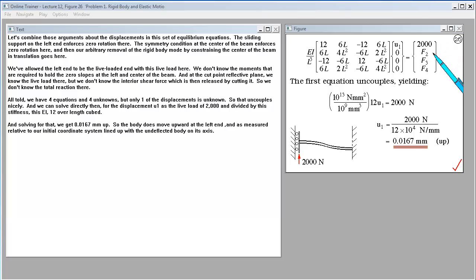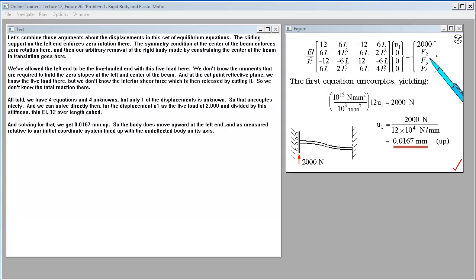We don't know the moments that are required to hold the 0 slopes at the left and center of the beam. And at the cut plane, reflective plane, we know the live load there, but we don't know the interior shear force, which is then released by cutting it.